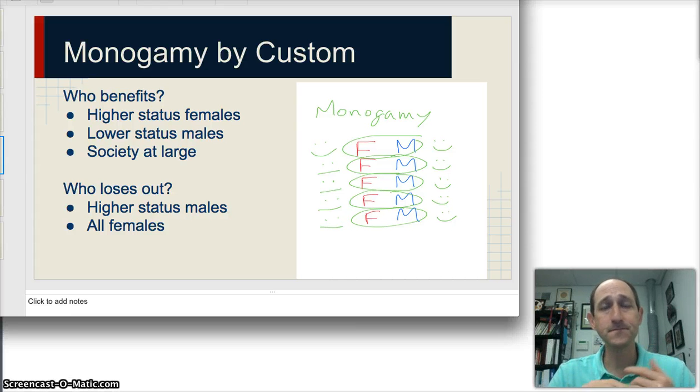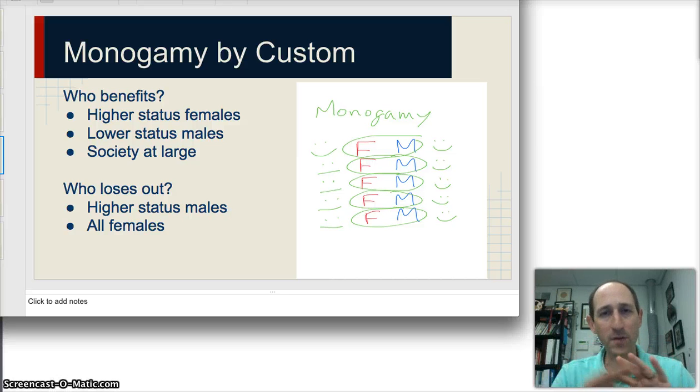Well, the higher status female still gets the higher status male, but now in this situation the lower status male is married, so he's a lot happier. And you might argue society as a whole benefits because now there's less of these unmarried males running around, killing and being violent and maybe raping, or starting revolutions, or whatever they might be doing.